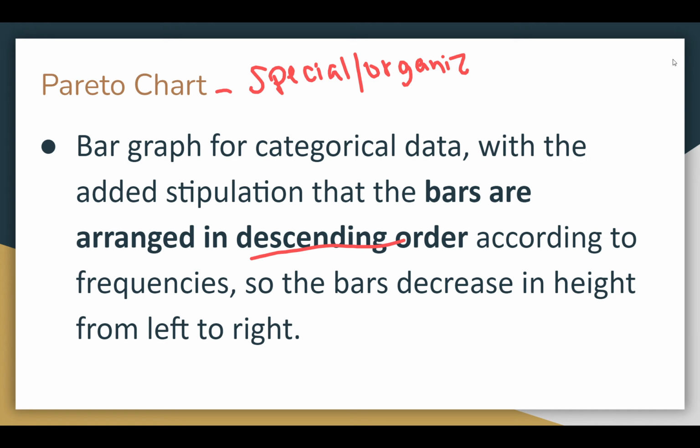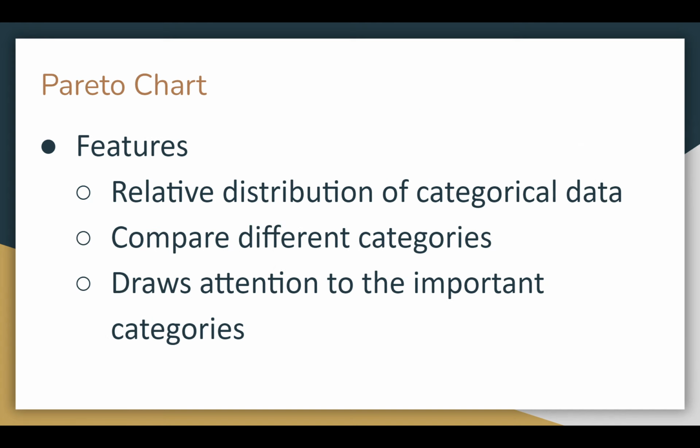All right, so a Pareto chart is a special organized bar chart. The bars decrease in height from left to right. Notice it's descending order, which means it goes down. Features: it's a relative distribution of categorical data. You can compare different categories, and it draws attention to important categories.